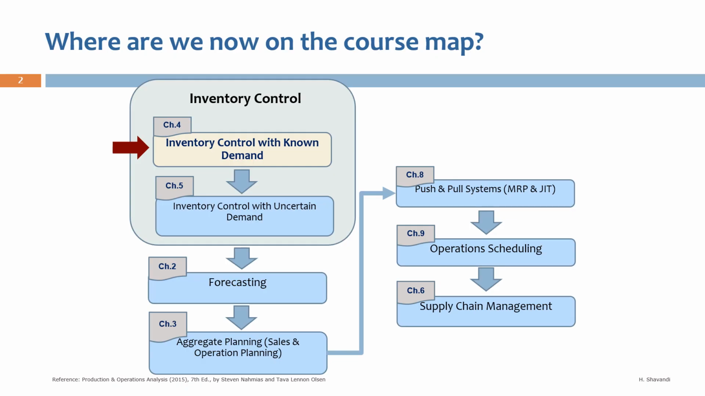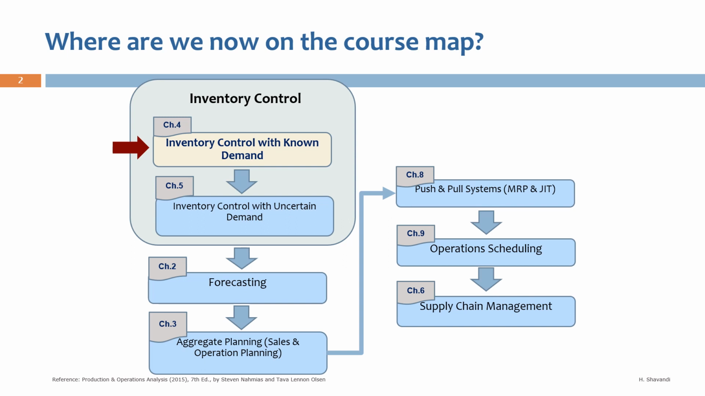In this lecture, we are going to have chapter 4 of our course, which is inventory control with known demand. And then chapter 5, we will consider the case of uncertain demand. So these two chapters, chapter 4 and 5, are categorized in the field of inventory control.